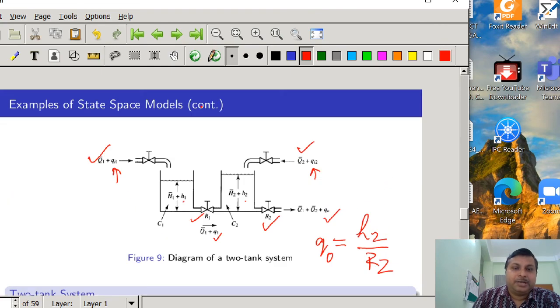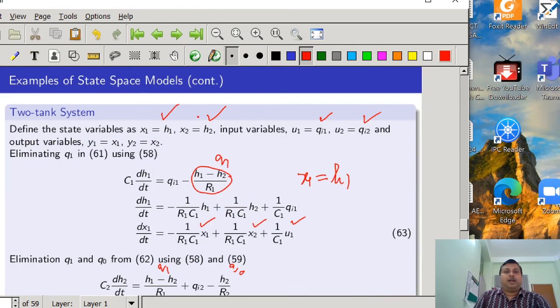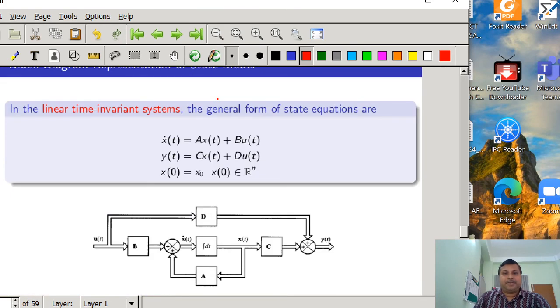interactive tank. So you see, now we are quite comfortable that if a system is given, then we can write the state space representation.